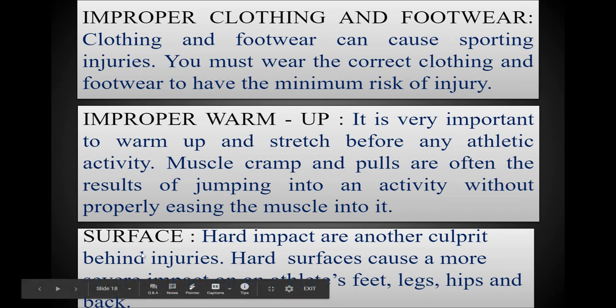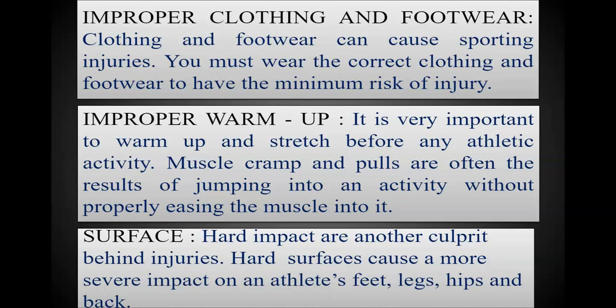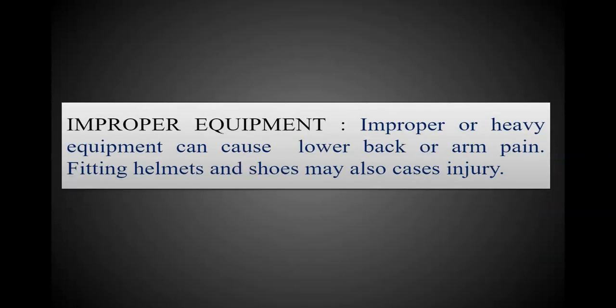Our next point is surface. Hard impacts are another culprit behind injuries. Hard surfaces cause a more severe impact on an athlete's feet, legs, hips, and back. Our next point is improper equipment. Improper or heavy equipment can cause lower back or arm pain. Ill-fitting helmets and shoes may also cause injuries. Equipment should always be checked before practicing a sport.